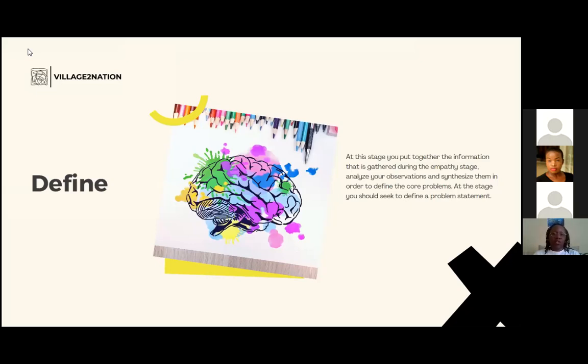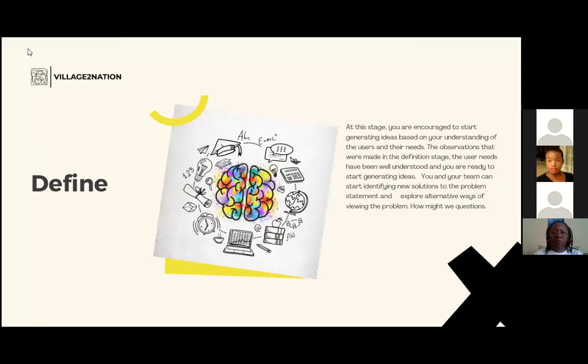And then at this stage, you look to define a problem statement. The problem statement could be, like you said, Valentine, 80% of the children who come from children's homes lack emotional support, for example.